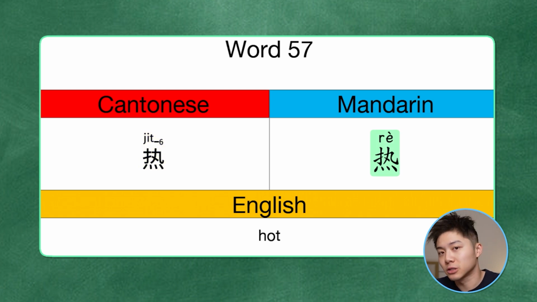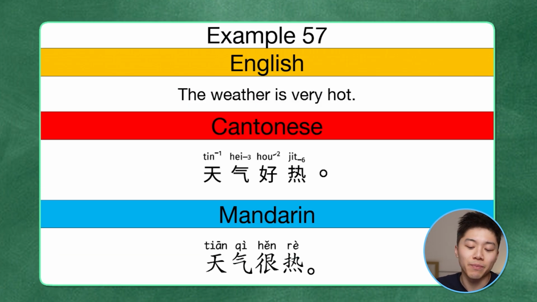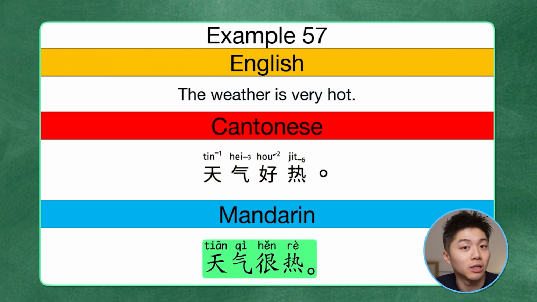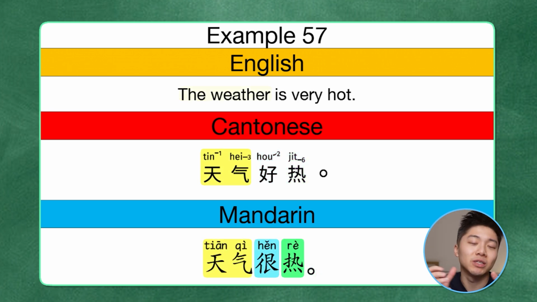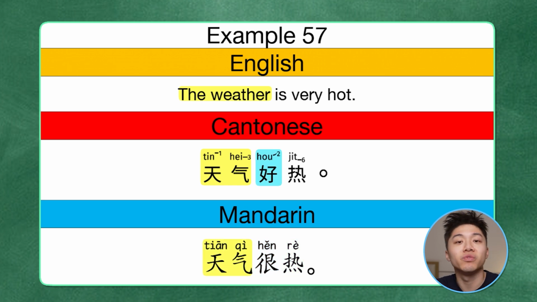Next, hot. In Cantonese, 熱. In Mandarin, 熱. So for example, the weather is very hot. In Cantonese, 天氣好熱. In Mandarin, 天氣很熱. 天氣 means weather. 好 means very, in Mandarin 很. And then 熱 means hot, in Mandarin 熱. Pretty much the exact same characters for this one.